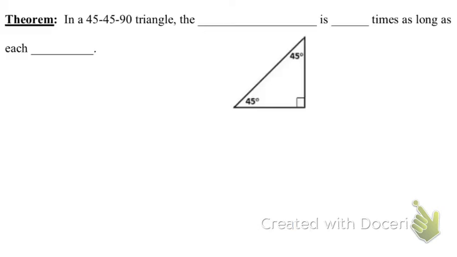So we have this theorem right below. In a 45, 45, 90 triangle, which is also considered an isosceles right triangle, because it's an isosceles triangle that is also a right triangle, the hypotenuse, you could abbreviate it HYP if you want, is blank times as long as each leg.